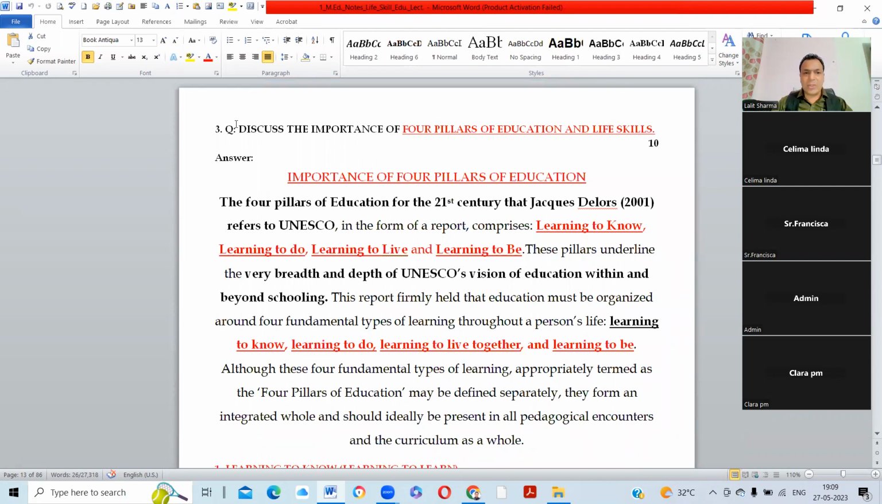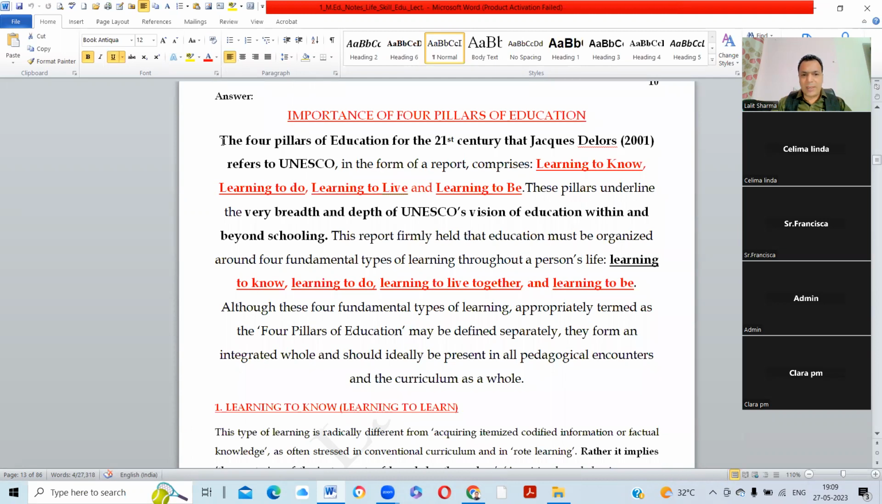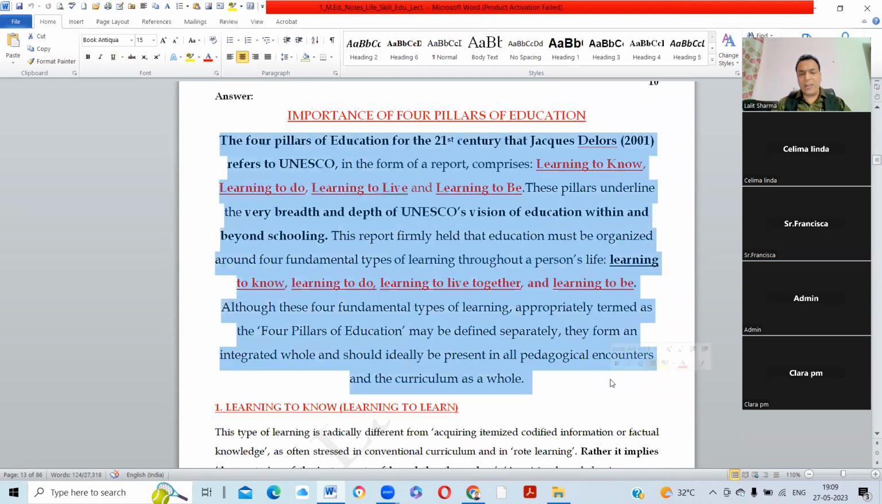Okay, the next question is, discuss the importance of the four pillars of education and life skills. So these four pillars, this paragraph is important. I have made notes for you, later on you can check and see. The question is, discuss the four pillars of education and life skills. Life skills we have already done, so first we talk about the four pillars of education.